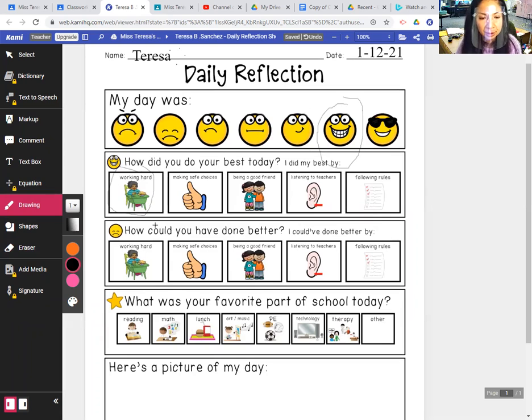How did you do? And how could you have done better? I could have done better by working hard, making safe choices, being a good friend, listening to teachers, or following rules. So maybe if you were not working very much today, you would circle working hard. You could work harder. We all could work harder. I'm just going to circle maybe following rules.